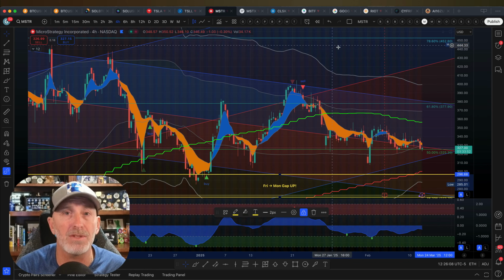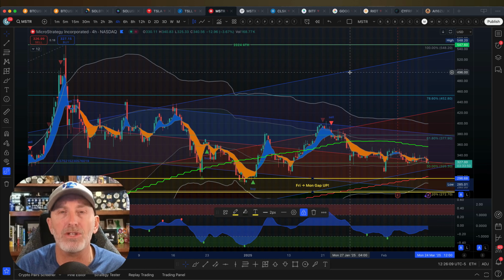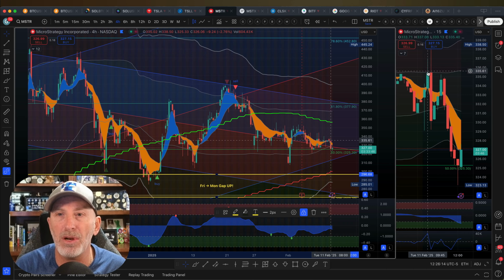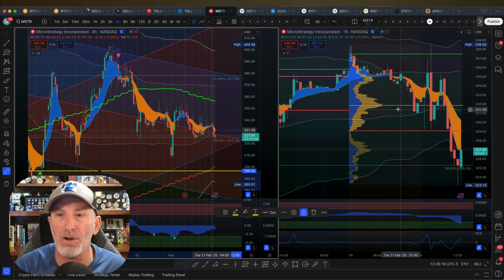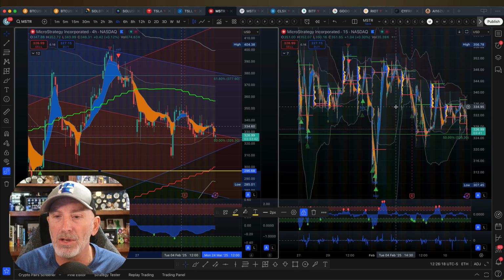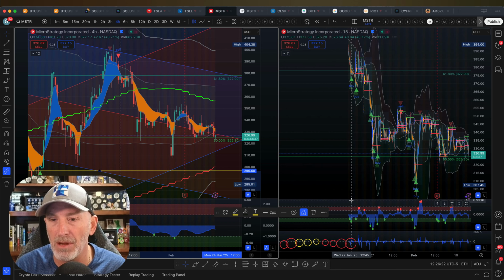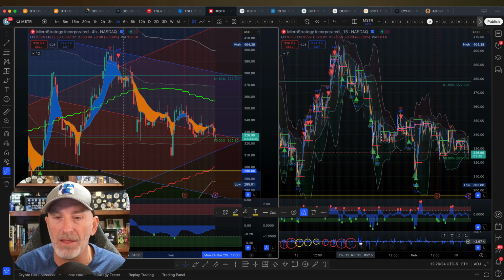Last but not least, we've got MicroStrategy. And MicroStrategy had taken a break from selling shares. By that I mean, if I put on this shorter term chart over here and we take a look, you'll note that back to the left here, I don't know where my circles went. They're gone. Up there they are. I was kind of keeping track of the buys back here.